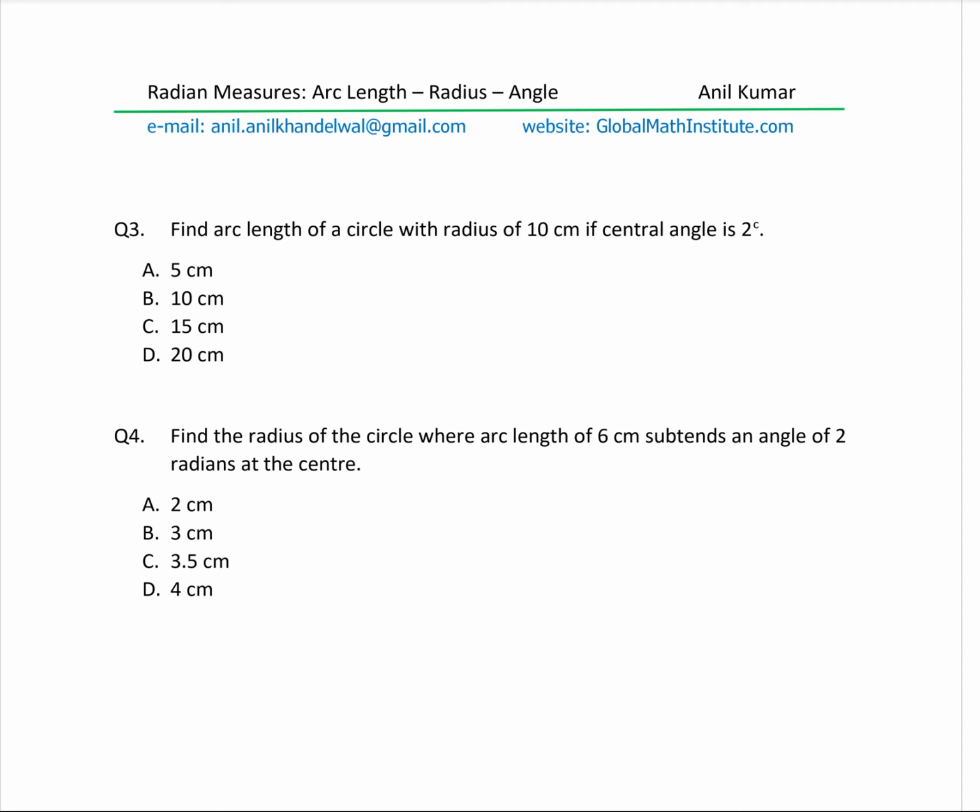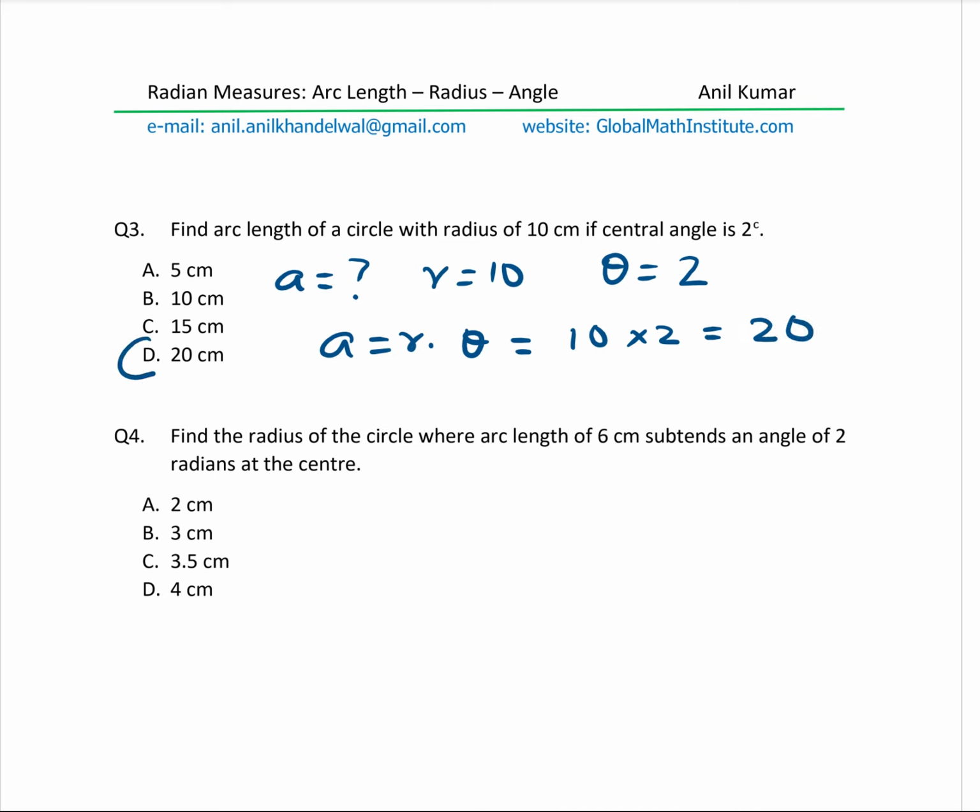So let's write down what is given to us. We have to find arc length, that means A is what we need to find, of a circle with radius 10, r is equal to 10. Central angle theta is 2 radians, so 2. So A equals to r times theta, that's the formula. So you can apply the formula here, 10 times 2, the answer clearly is 20. And so option D is the right option.